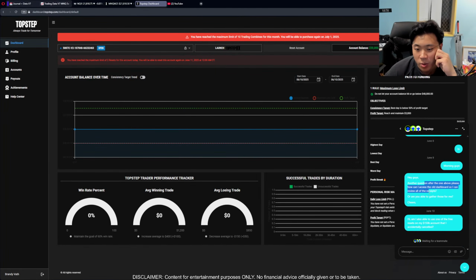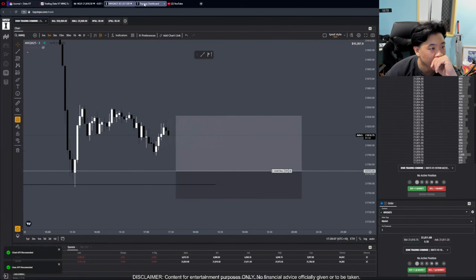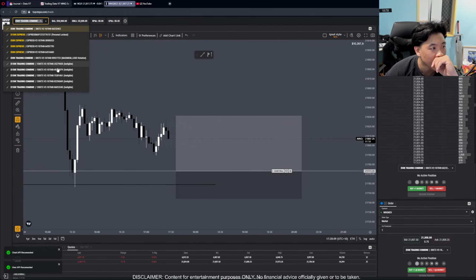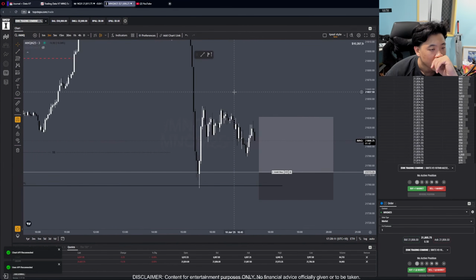I want to look at my old receipts from the old dashboard. And then I just wanted to use a reset on one of these XFAs that I failed on the 150k. I mean, that would be pretty cool. So yeah, that's pretty much it.